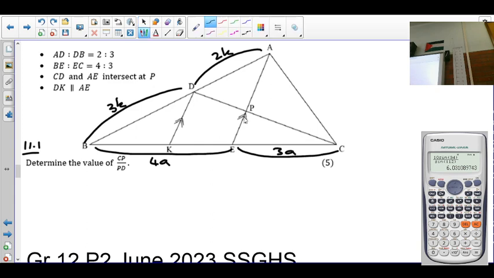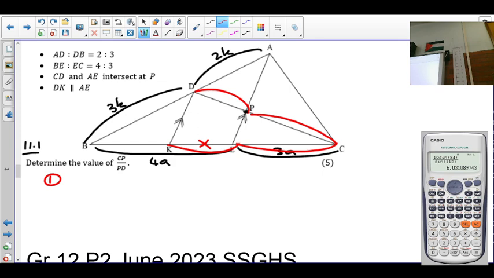Then we are told that CD and AE intersect at P. Then we are told that DK is parallel to AE, so we know that the corresponding sides are in proportion. Question 1: determine the value of CP over PD. But CP over PD is the same as CE over KE or EK. But what don't we have? We don't have KE. So I must calculate KE first.